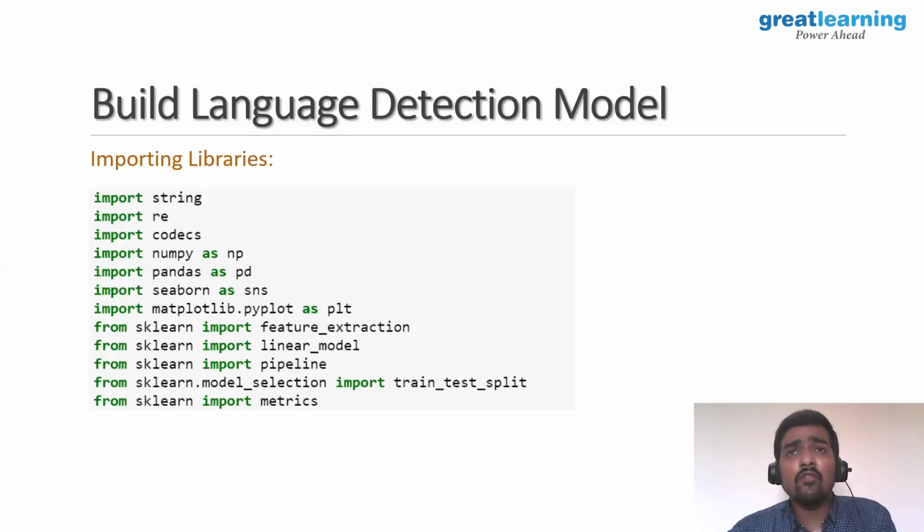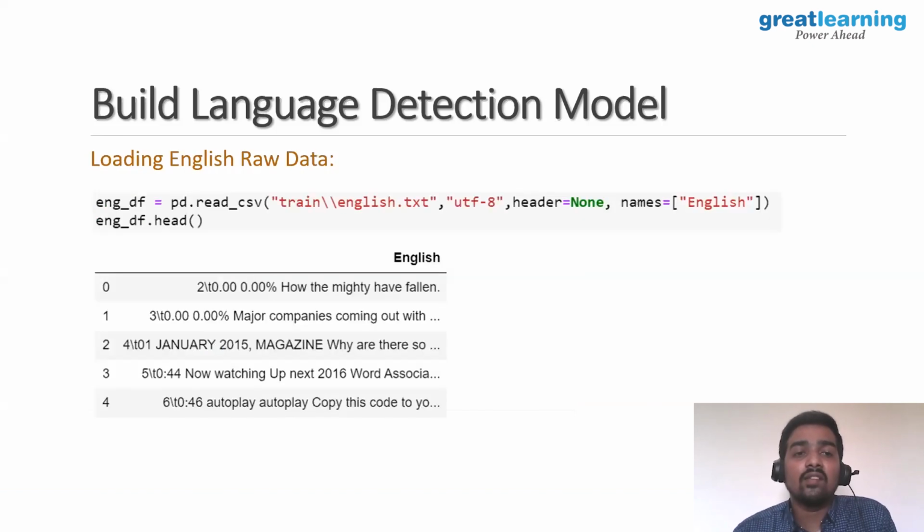The very first step is to import libraries, and you can see on screen we have imported all the essential libraries like string, codecs, numpy, pandas, matplotlib and seaborn, which are for visualization. In addition, we have imported some packages from sklearn, scikit-learn, which is a very user-friendly library where almost all the packages are available. We have imported feature extraction, linear model, pipeline, train test split and metrics also. We'll see how we use these in further slides.